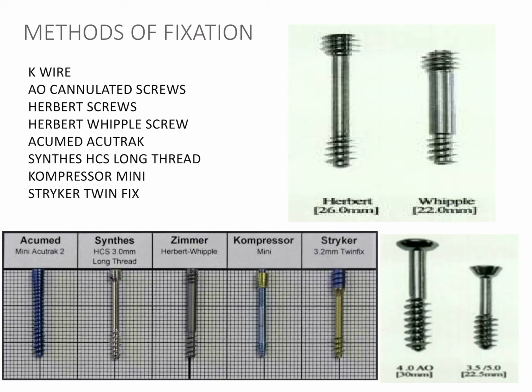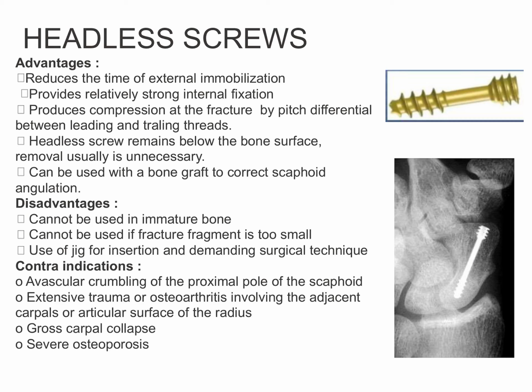Next. Here, this is called a Herbert screw. Its speciality is that there is no head to it. Methods of fixation: K-wire, AO cannulated screw, Herbert screw, Herbert-Whipple screw, Acutrak, Accumed, synthetic long threaded screw, and Stryker twin fix. This is the Stryker twin fix, a headless screw.